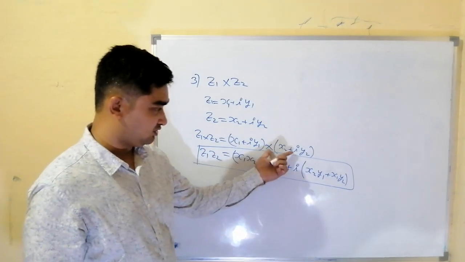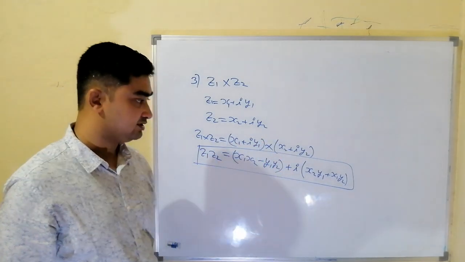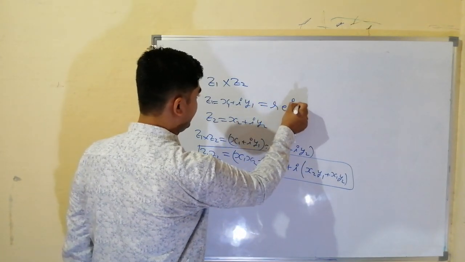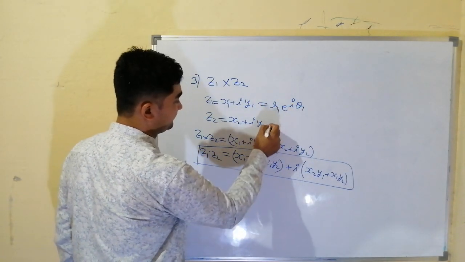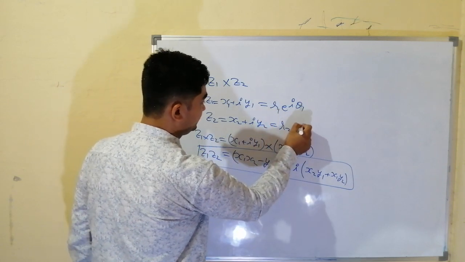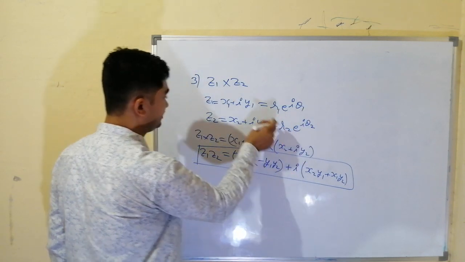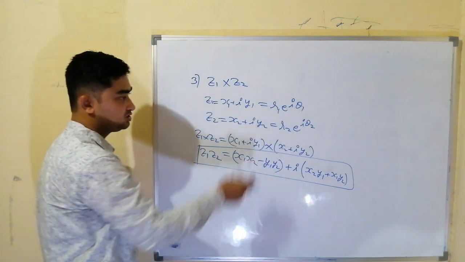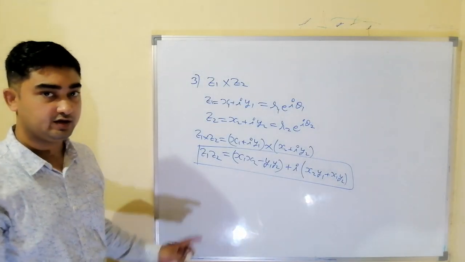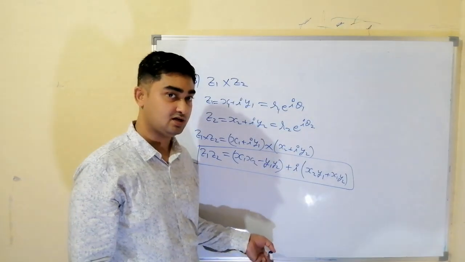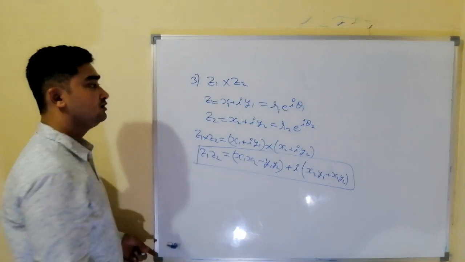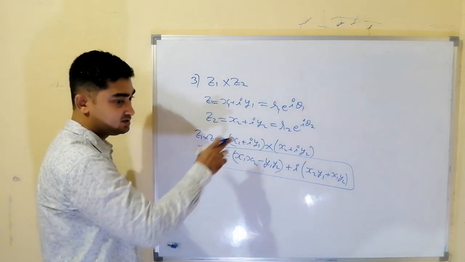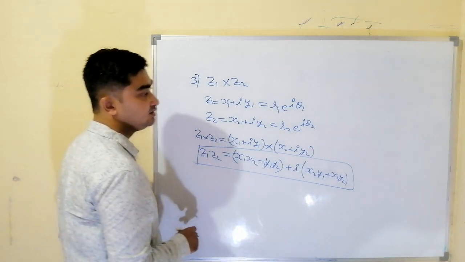But it is not always advisable to multiply like this. What we can do, we can write Z1 as R1 e power iota theta 1, and Z2 as R2 e power iota theta 2, where R1 and R2 are the modulus of Z1 and Z2, and theta 1 and theta 2 are the arguments of Z1 and Z2. Already we know what is magnitude and what is argument. Argument is the angle it makes with positive real axis, and modulus is the distance of this point from origin.